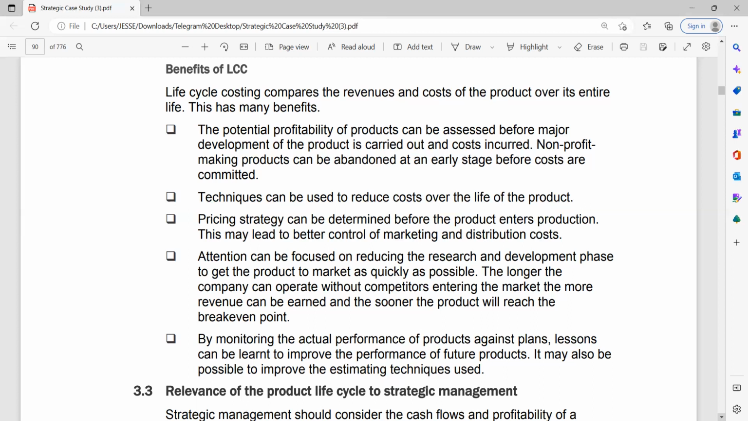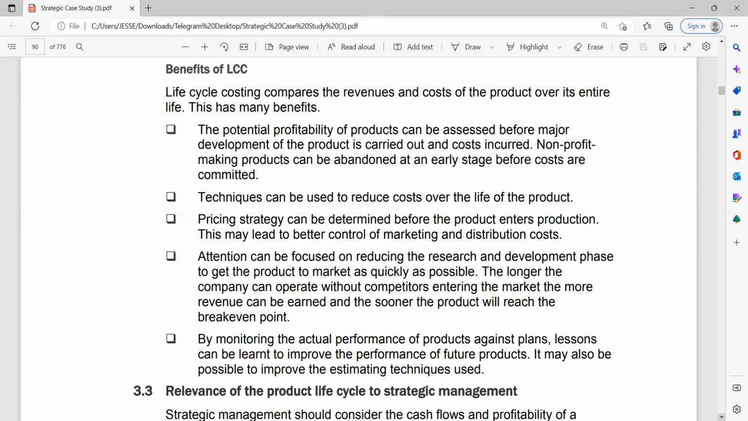Another benefit of life cycle costing is that attention can be focused on reducing the research and development phase to get the product to the market as quickly as possible, right? So this whole life cycle costing helps speed up the process and get the product to the market as quickly as possible once you assess the different phases accurately, right? So that's the fourth benefit.